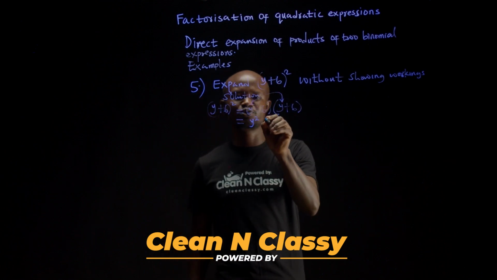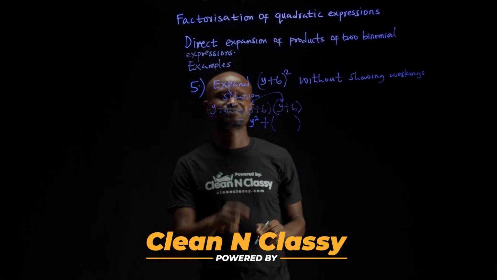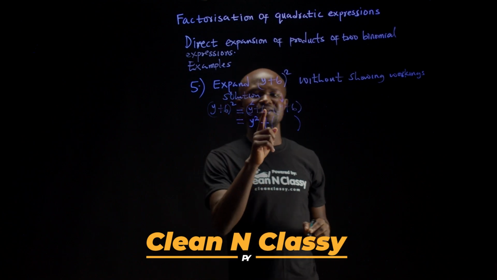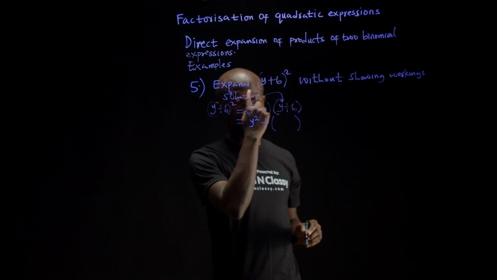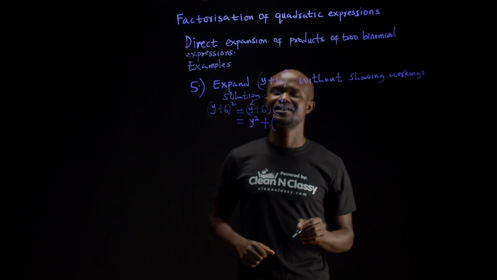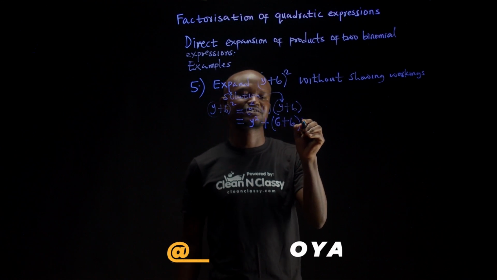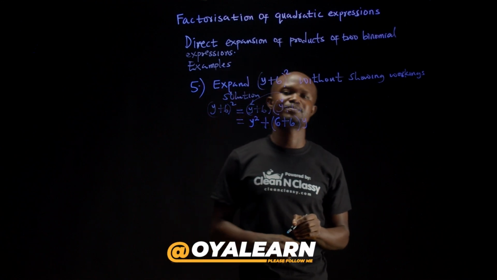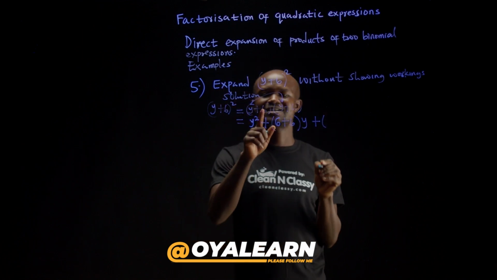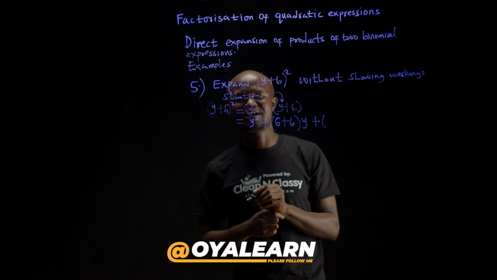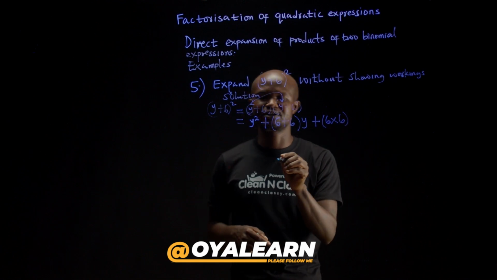Now, for us to get the middle term, what do we do? We are going to add the second term in the first binomial expression with the second term in the second binomial expression. So this is 6 plus 6. Then we put the variable involved at the back. Then we also multiply the second term in the first binomial expression by the second term in the second binomial expression.